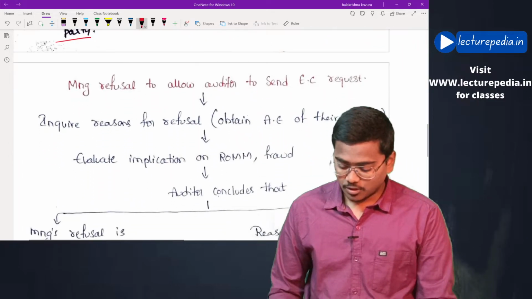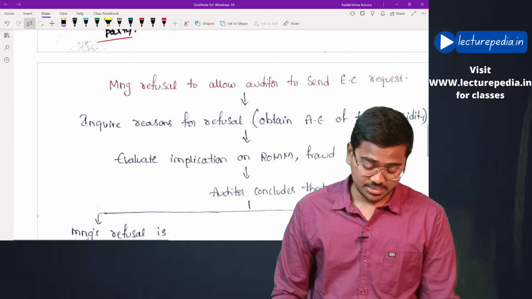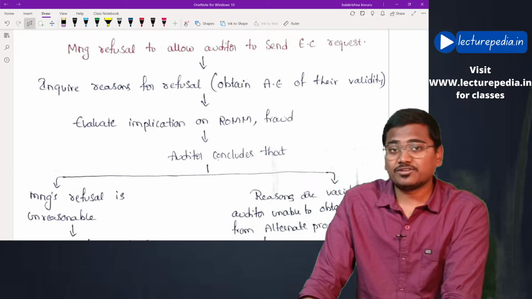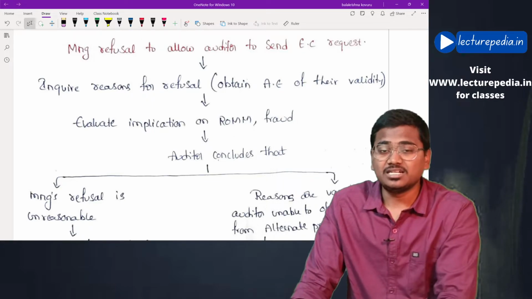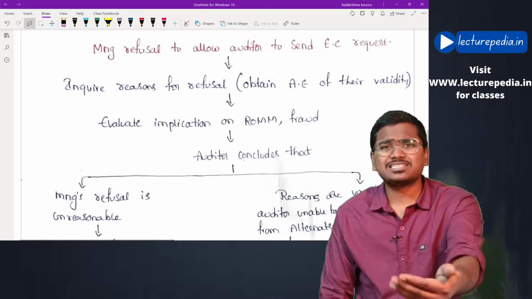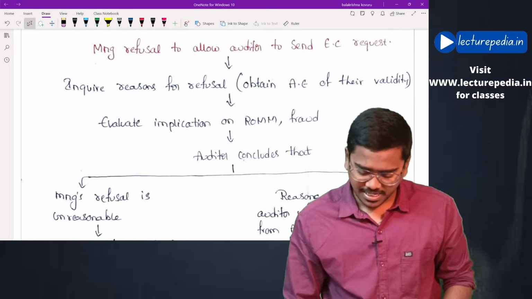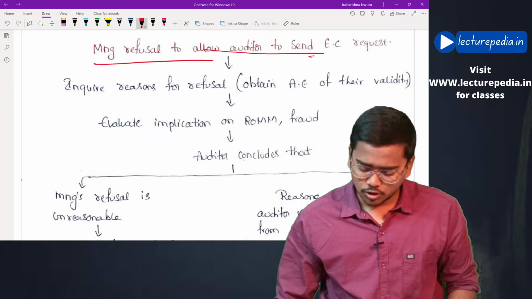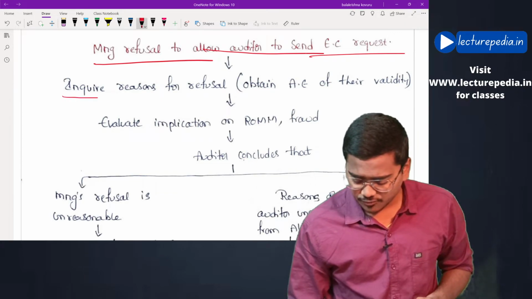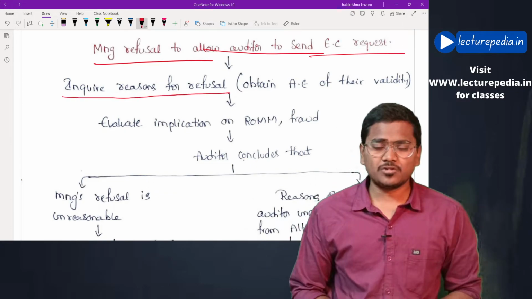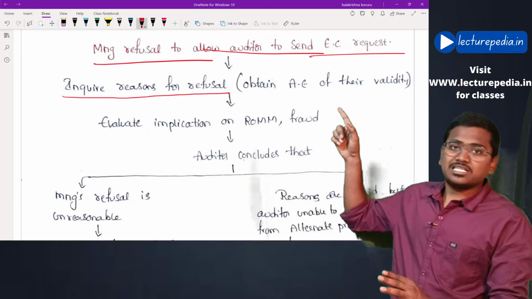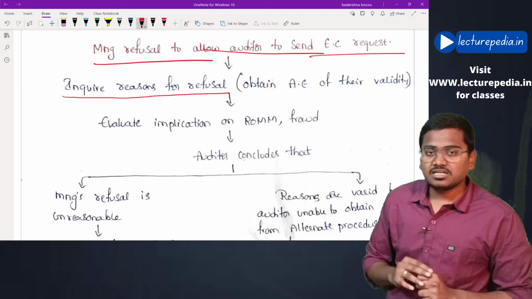Next, what if management refuses, management doesn't permit the auditor to send the confirmation request? How should the auditor deal with this type of situation? First of all, the auditor will ask the management. Let us see. Management refusal to allow the auditor to send an external confirmation request. In this case, what does the auditor have to do? First of all, he will inquire about the reasons for refusal. The auditor wants to send an external confirmation request, but the management says no, please don't send the external confirmation request.